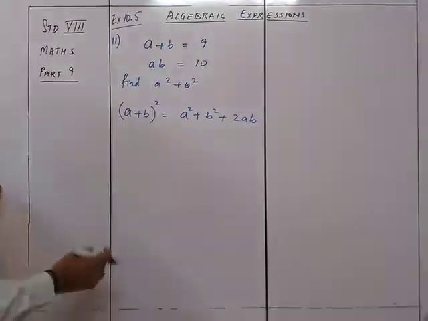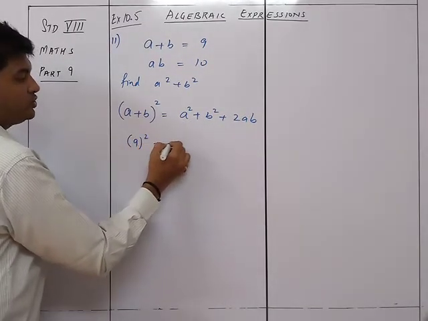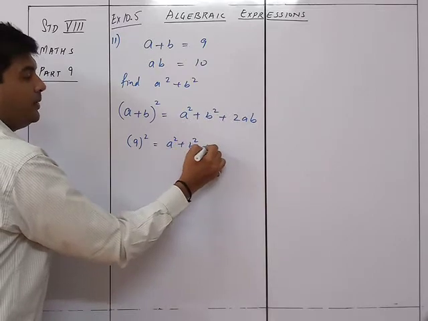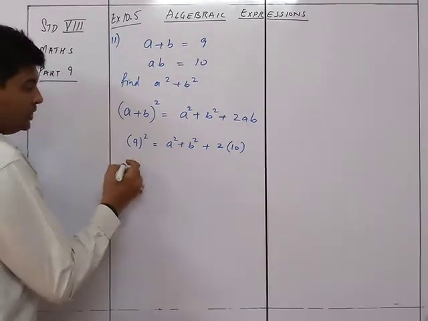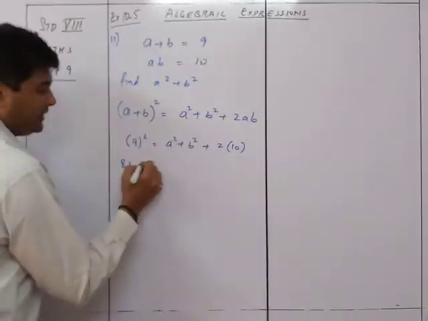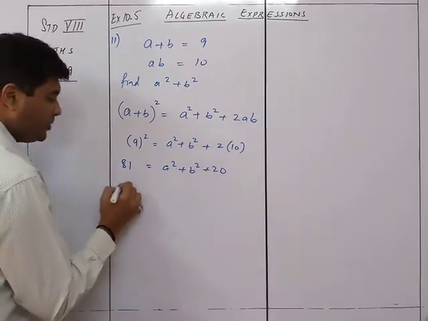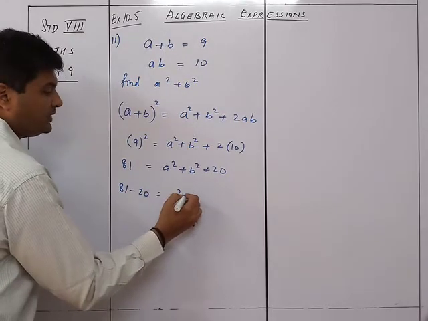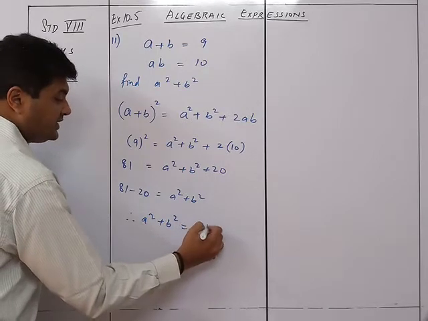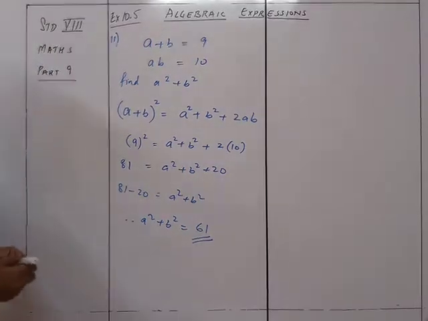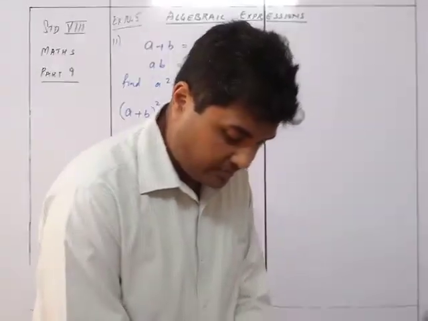A plus b का वैल्यू क्या मालूम है मुझे? 9 मालूम है. So this is 9 the whole square is equal to a square plus b square plus 2 into ab का value is 10. So you put a 10 over here. So this is 81 is equal to a square plus b square plus 20. So 20, when you bring it over here, it will be 81 minus 20 is equal to a square plus b square. Therefore, a square plus b square is equal to 61. So that's the answer for sum number 11.